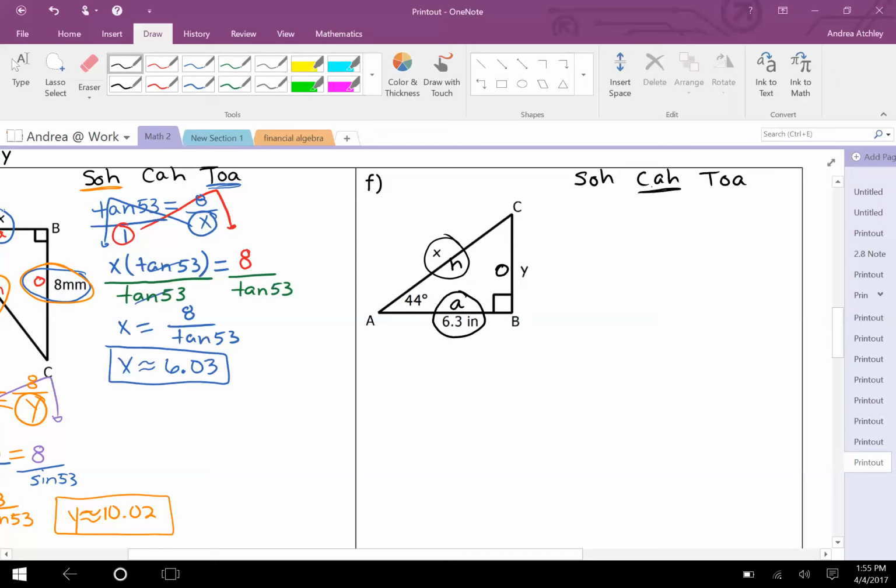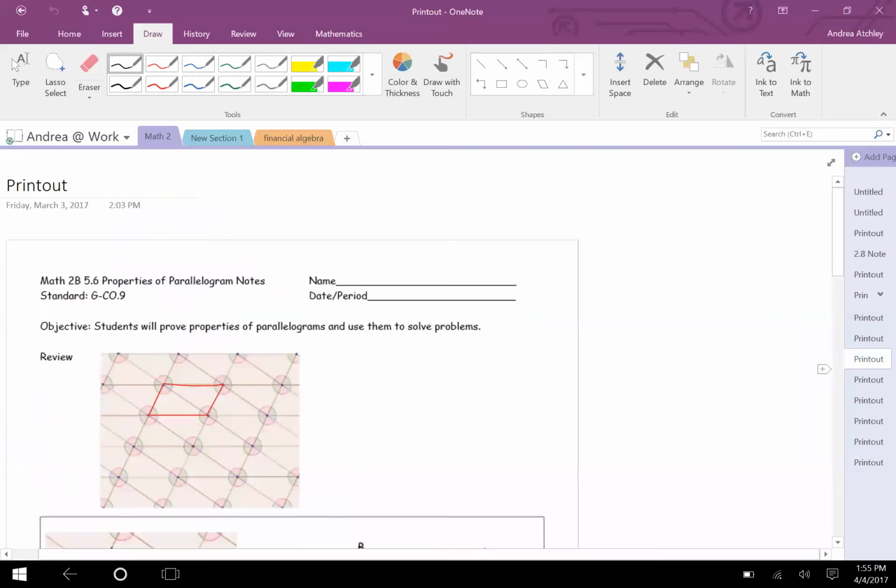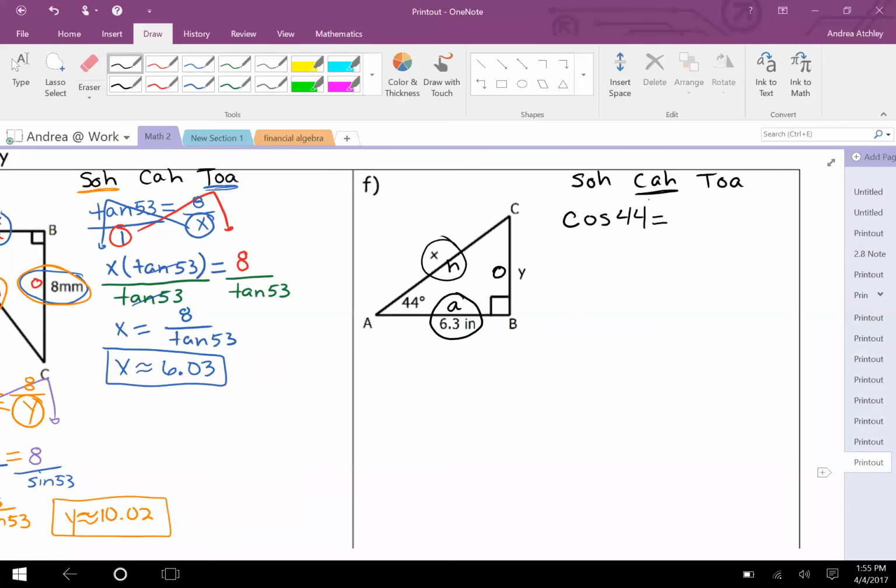And so that's going to be my CAH of SOH-CAH-TOA, which is my cosine. So the cosine of 44 equals the adjacent, which is 6.3, over the hypotenuse, which is x.